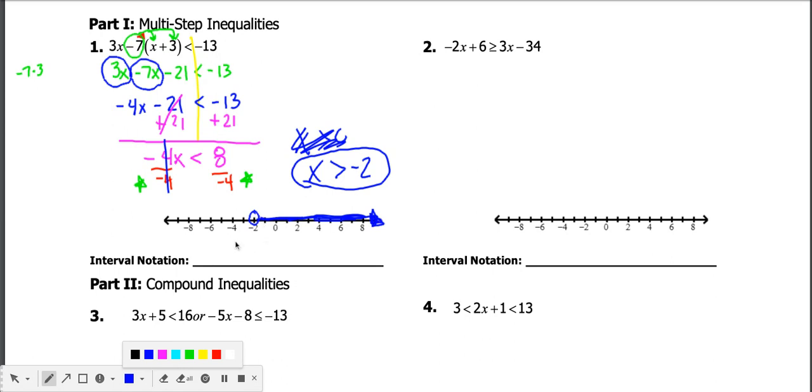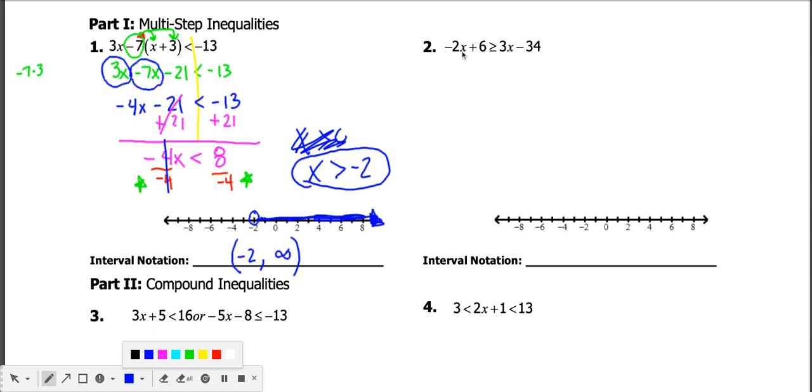And your interval notation will say, use a parenthesis, call it negative 2, comma, infinity, positive infinity, end parenthesis. And remember when we use parentheses versus brackets. Parentheses are for when it's open circle or not including that number, and we use brackets when it's actually including that number. And we say from what number to what number, and it's going to go to infinity. All right, let's keep going.